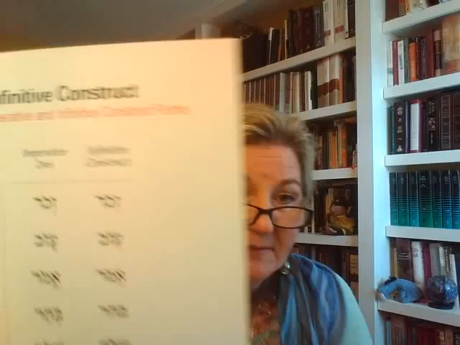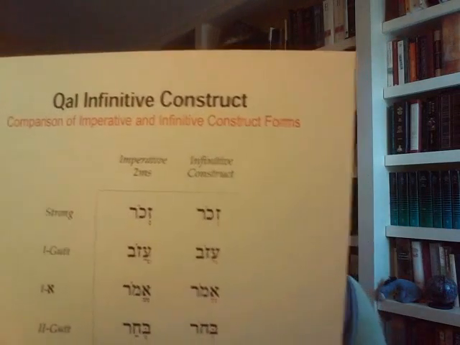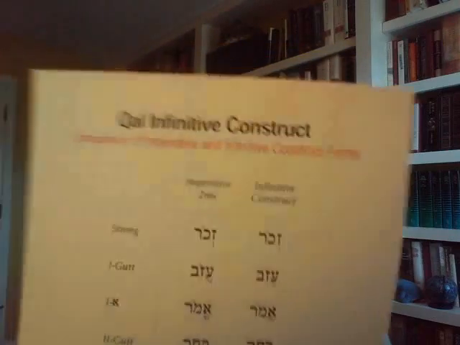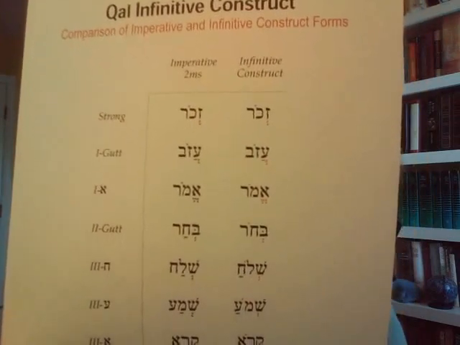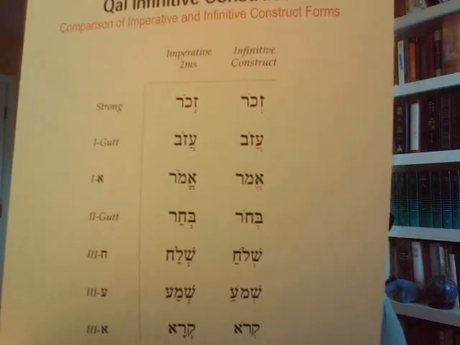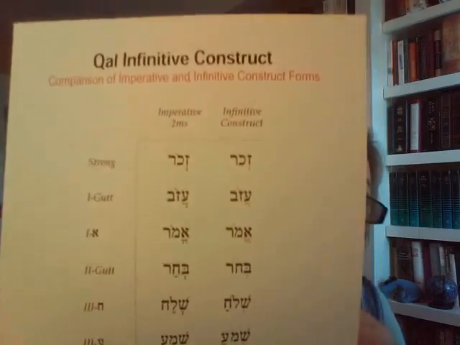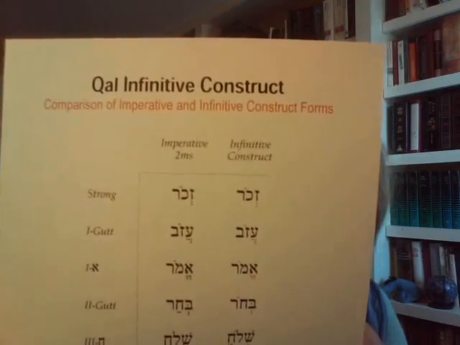Here, I want to show you some comparisons between the imperative and the infinitive construct, just so that you can see the difference. I have the strong, the one guttural, the one aleph, the two guttural, the three het, the three ayin, and the three aleph listed here. So let's just go through this. Let's just read through these.